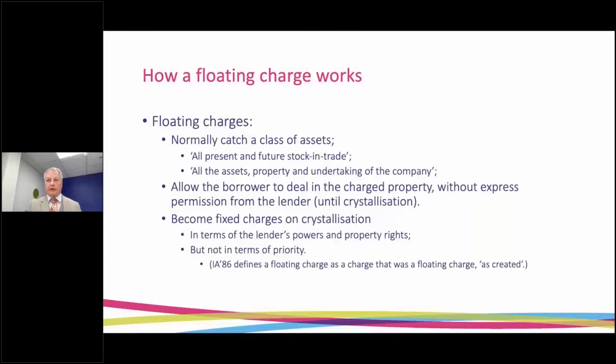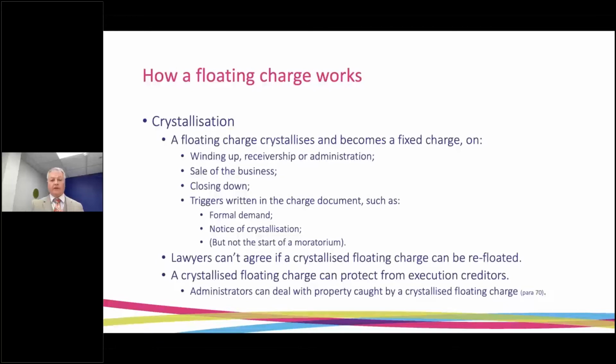But crystallization of a floating charge does not change the priority of the floating charge, and that's because the definition used in the Insolvency Act for a floating charge is a floating charge that was a floating charge as created. So crystallization of a floating charge into a fixed charge does not affect its priority.